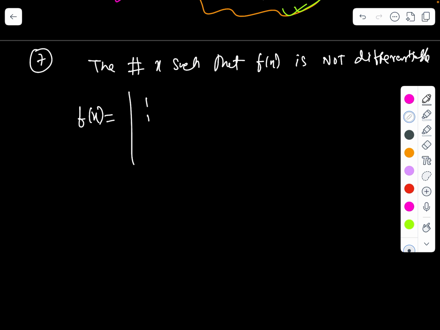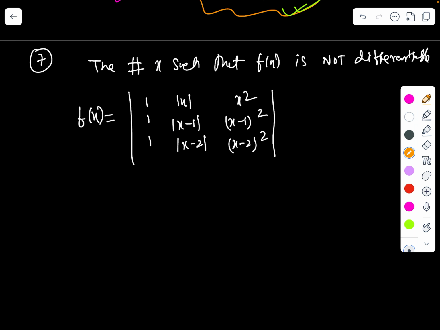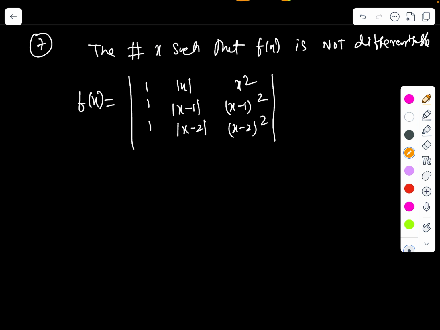f of x is the determinant with rows 1, 1, 1; mod x minus 1, mod x minus 2, x; and (mod x minus 1) squared, (mod x minus 2) squared, x squared. Okay, so you can clearly see it's like 1 a a², 1 b b², 1 c c². So this is quite a standard determinant.